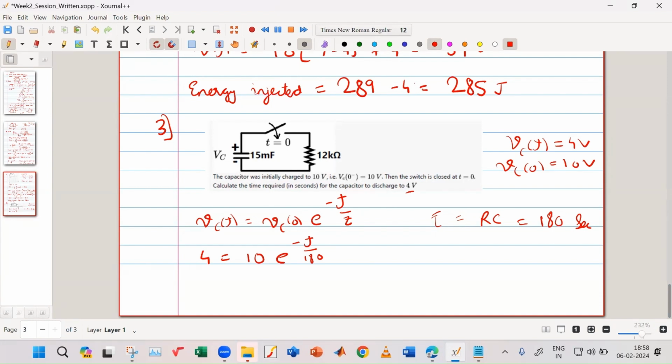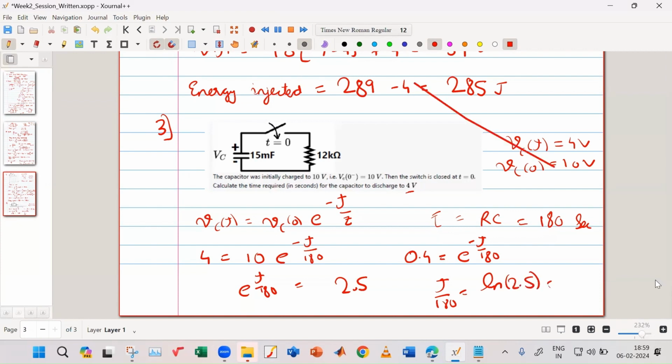Let me go step by step. So we have t equal to 164.9 seconds. Now, this is 0.4 equals e raised to minus t by 180, so you can write it as t by 180 is equal to 2.5. You get t by 180 is equal to ln of 2.5.